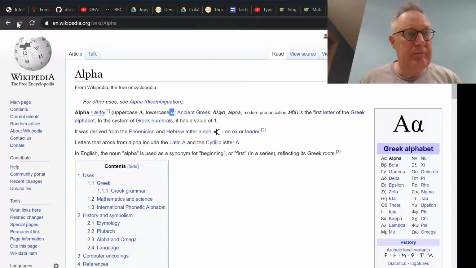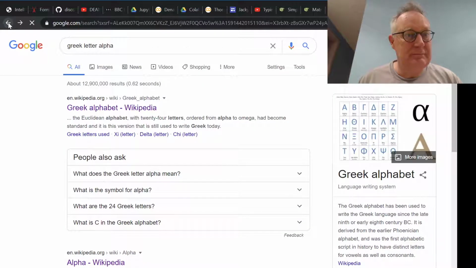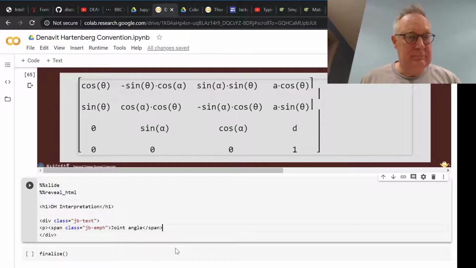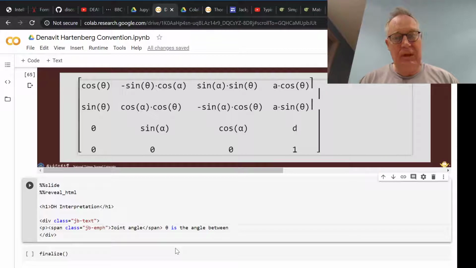Let me use the Greek letters. Theta is the angle between the previous x axis and the next x axis, so x from i minus 1 to xi.